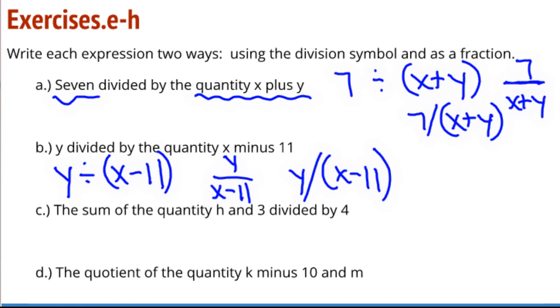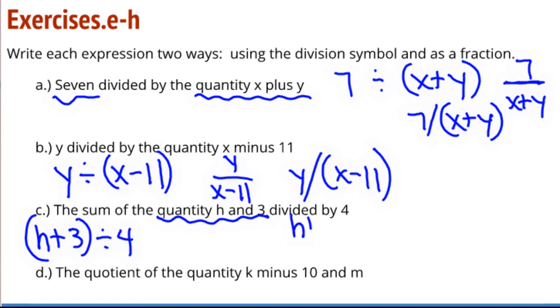The sum of the quantity h and 3 divided by 4. So I've got divided by 4. What is divided by 4? The quantity h and 3. So h plus 3 divided by 4. H plus 3, going to have to put some parentheses here, divided by 4.